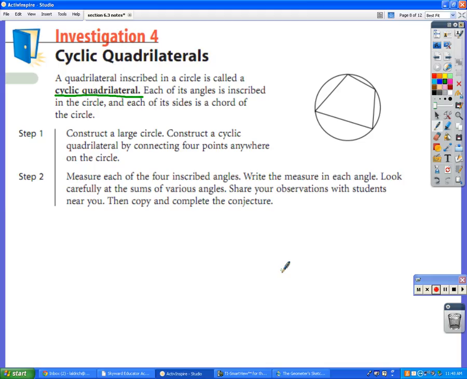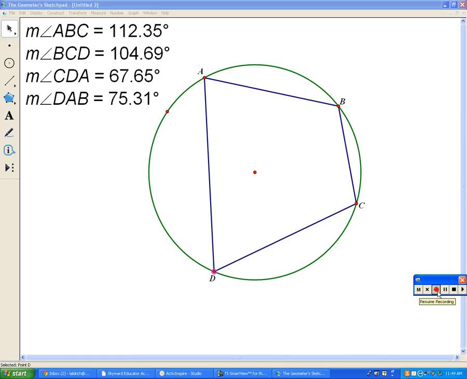All right, so we're going to make one of those, and then we're going to try to add some of them up. All right, so I have here a cyclic quadrilateral, okay? And I have measured the 4 angles here. Do you notice anything about the sums of any of those angles that stand out to you in particular?